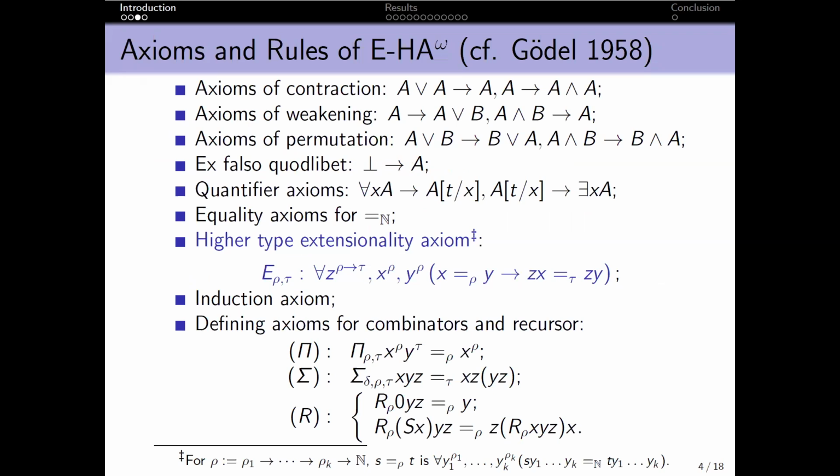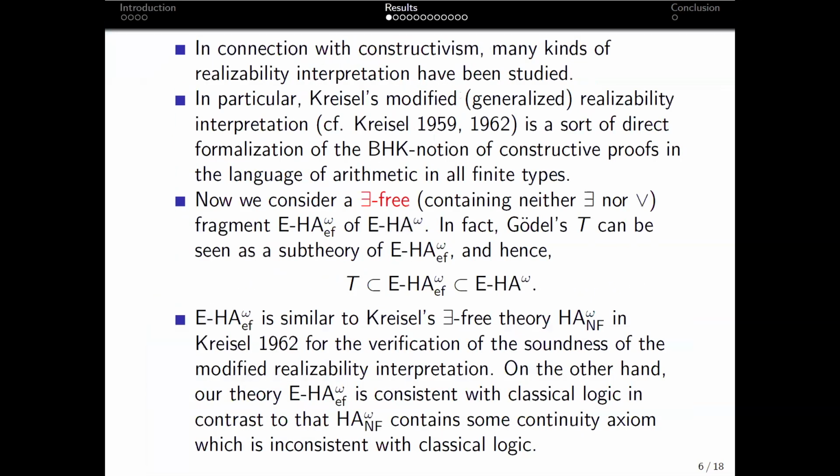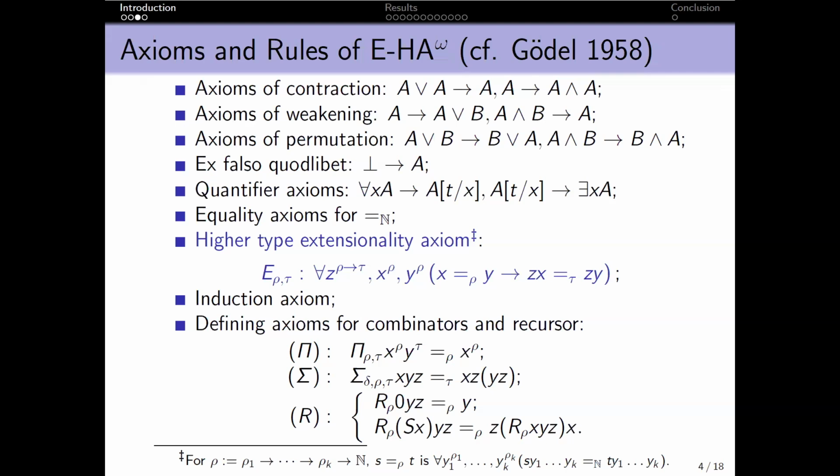But first, let me introduce the extensional version of HA omega. These are axioms and rules, actually taken from Gödel's paper. Please note that we have equality only for natural numbers. Higher order equality is defined extensionally like this. And this extensionality axiom just says that finite higher order functionals preserve the higher order equality.